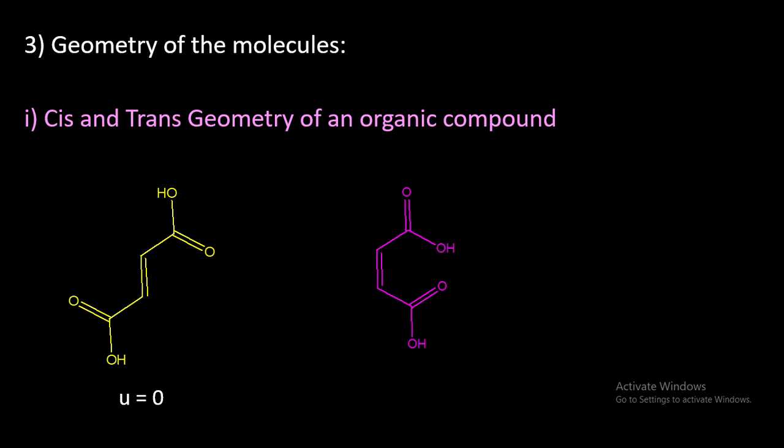Now, if the dipole moment is equal to 0, it is trans geometry, because the trans isomer, that is fumaric acid, has a center of symmetry as well as a plane of symmetry. If a compound has a center of symmetry, then it has 0 dipole moment. But maleic acid does not have a center of symmetry, therefore its dipole moment is not equal to 0. If dipole moment equals 0, the geometry is trans. If dipole moment is not equal to 0, the geometry is cis. With the help of this terminology, you can easily assign the cis and trans geometry of organic compounds.